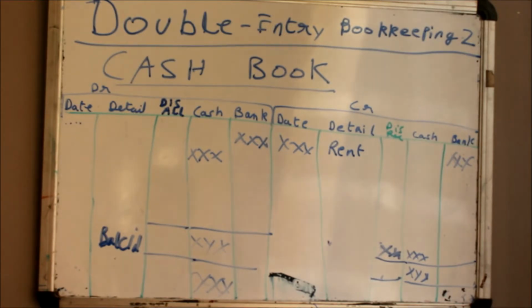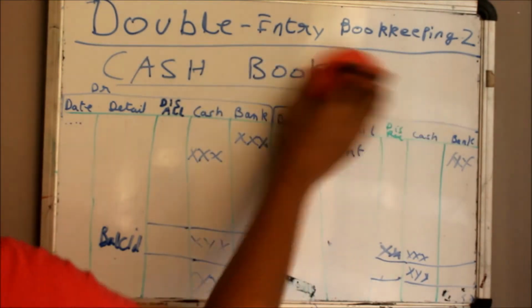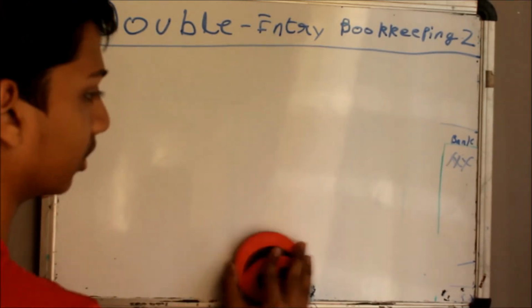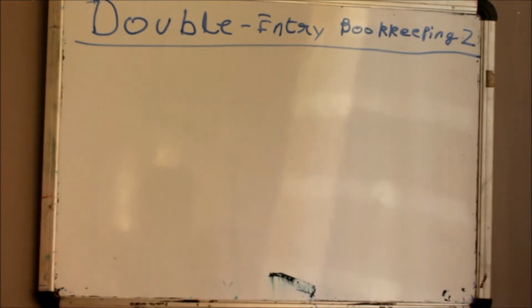The next thing I'm going to teach you is what happens when there is a contra entry. Let me explain to you what a contra entry is. A contra entry is basically when the same entry is entered twice. I'll give you an example. For example, if surplus cash is paid into the bank, let me show you what happens.